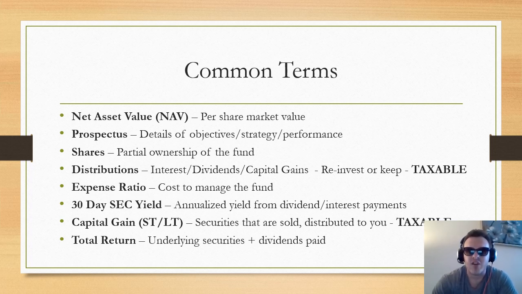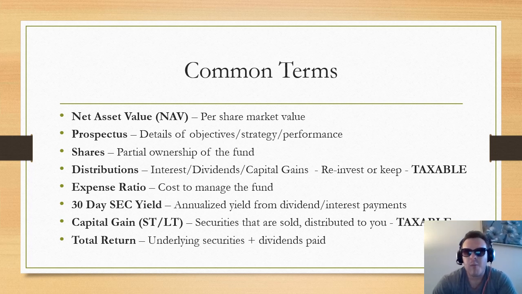Well, the 30-day SEC yield would be 12% because over 1 year, if that mutual fund were to pay out 1% per month, you would get a 12% yield for the year. All right. So this 30-day yield annualizes your income from the mutual fund.